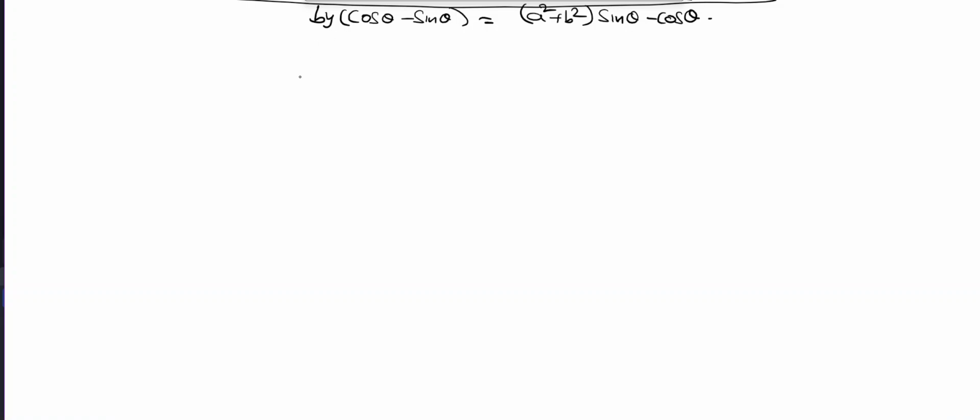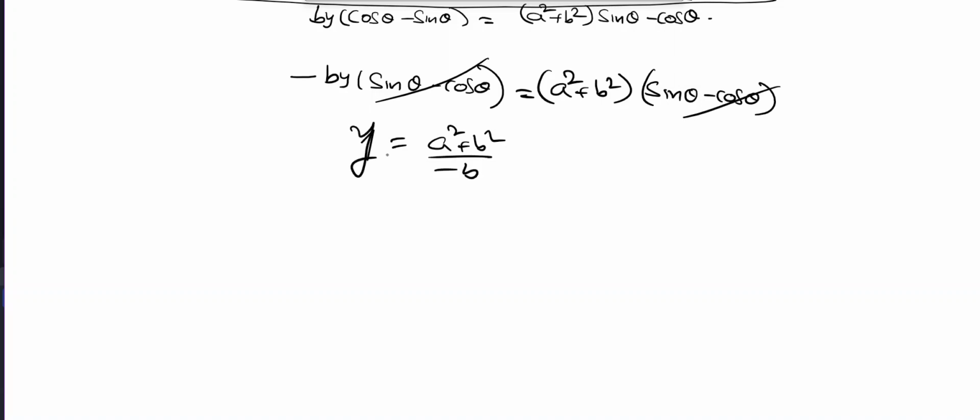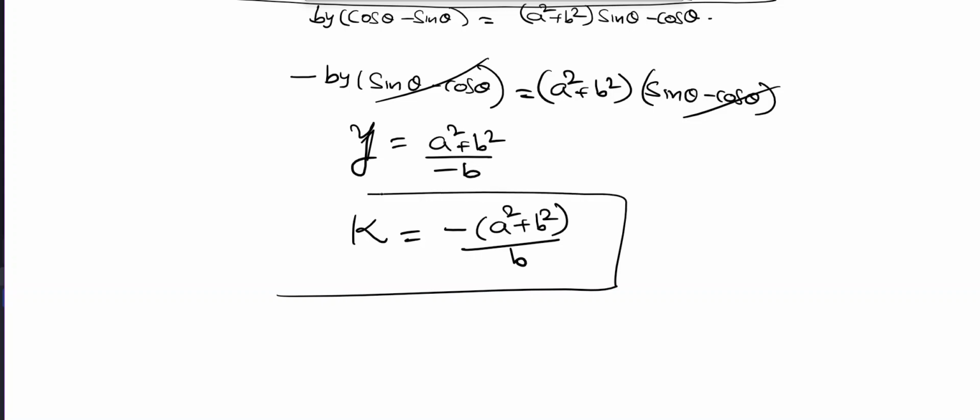So take minus common in this: minus by into sin theta minus cos theta is equal to a square plus b square into sin theta minus cos theta. So on both sides sin theta minus cos theta cancels. From this y is equal to a square plus b square by minus b. So this is the value of k, where k is equal to minus of a square plus b square by b. This is the value of k.